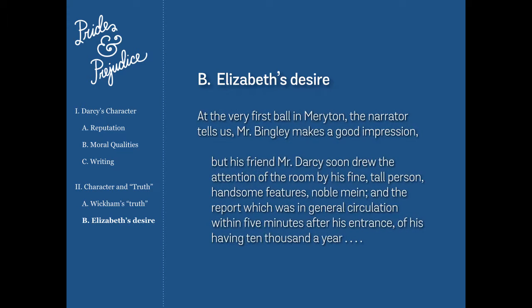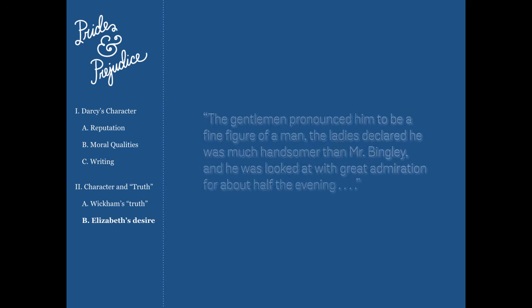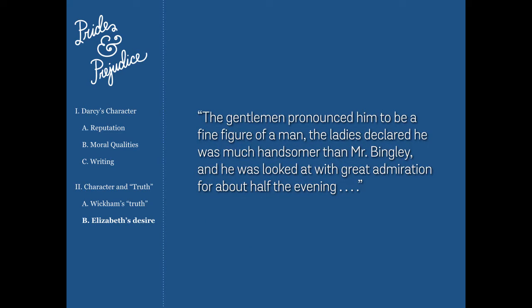We've seen a much less subtle version of this process related in satiric tones by the narrator in an earlier scene. At the very first ball in Meryton, the narrator tells us, Mr. Bingley makes a good impression, but his friend Mr. Darcy soon drew the attention of the room by his fine tall person, handsome features, noble mien, and the report which was in general circulation within 5 minutes after his entrance of his having 10,000 a year. The gentlemen pronounced him to be a fine figure of a man. The ladies declared he was much handsomer than Mr. Bingley, and he was looked at with great admiration for about half the evening.